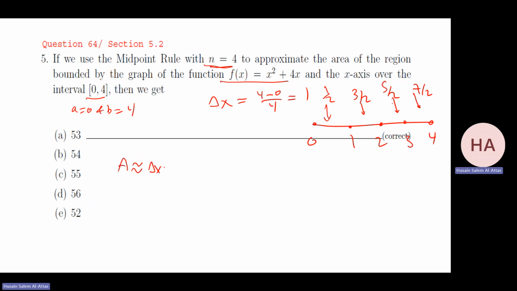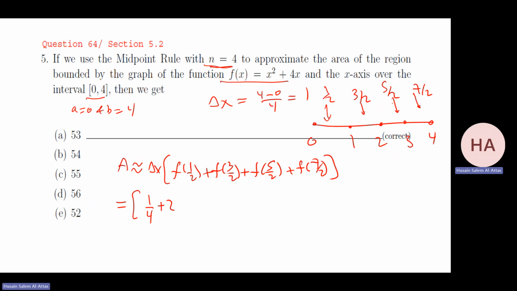Area will be approximately delta x times f of 1 over 2, plus f of 3 over 2, plus f of 5 over 2, plus f of 7 over 2. Sometimes it's good to leave it; delta x is 1, so who cares. f of 1 over 2 will be 1 over 4 plus 2, 4 times half, which is 2. f of 3 over 2 is 9 over 4 plus 3 over 2 times 4, that will be 12 over 2, that's 6. f of 5 over 2 is 25 over 4 plus 20 over 2, which is 10. f of 7 over 2 is 49 over 4 plus 28 over 2, which is 14.